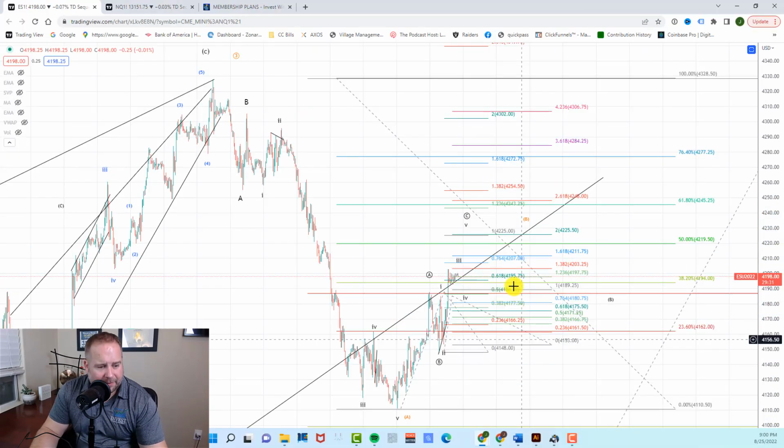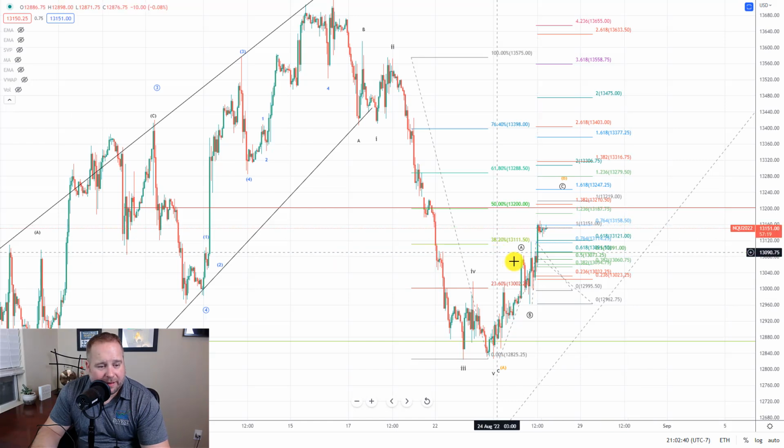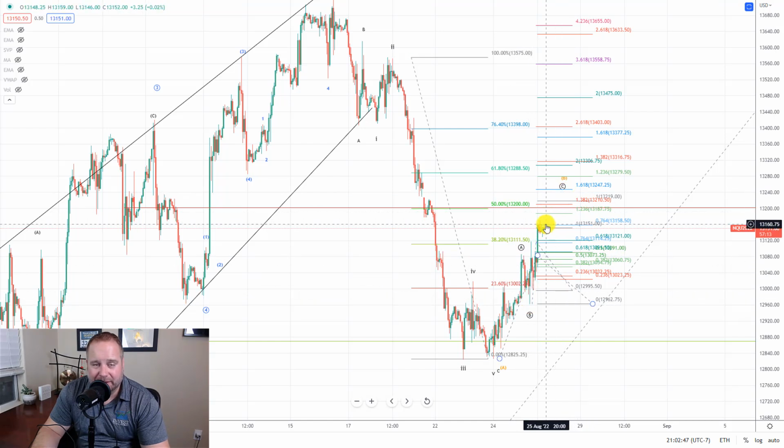Over on the Nasdaq, you have a similar setup that you do on ES here, but it's not quite as clean and symmetrical. You got the A wave up, the B wave down. It does look like they're in the C wave and have completed 3 of 3. However, the 1.0 extension targets 13,219 for this AB, which is okay. It's above the 50%. It's a valid wave B area.